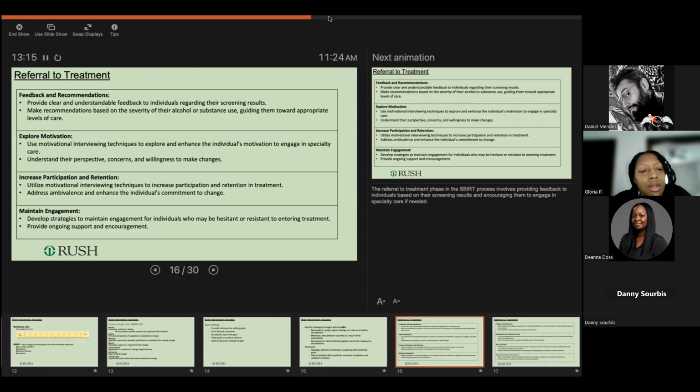We'll explore motivation using motivational interviewing techniques, as discussed in the previous slides, to enhance the individual's motivation to engage in specialty care, and understand their perspective, concerns, and willingness to make changes. You want to increase participation and retention, so you want to utilize motivational interviewing again to increase participation and retention in the treatment. You want to address ambivalence and enhance the individual's commitment to change. You also want to maintain engagement, so develop strategies to maintain engagement for individuals who may be hesitant or resistant to entering treatment, and you want to provide ongoing support and encouragement.